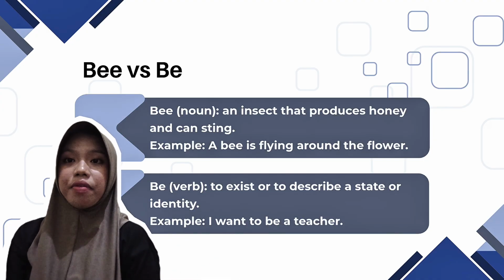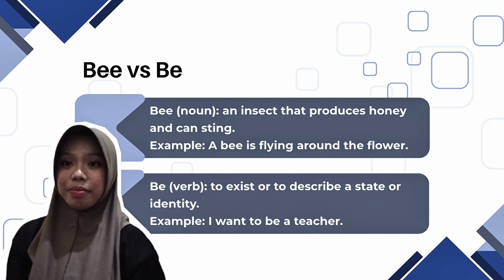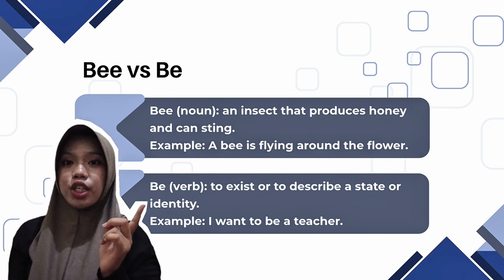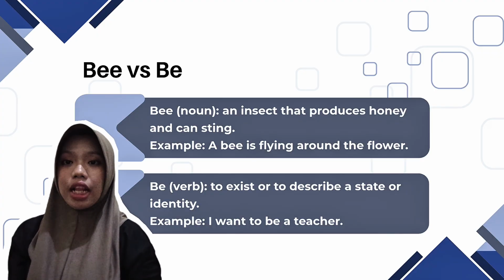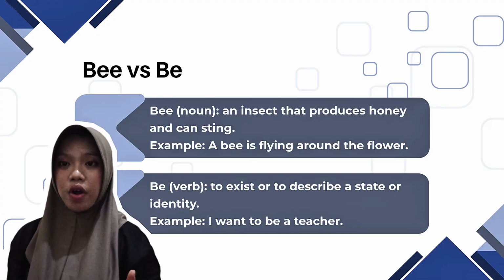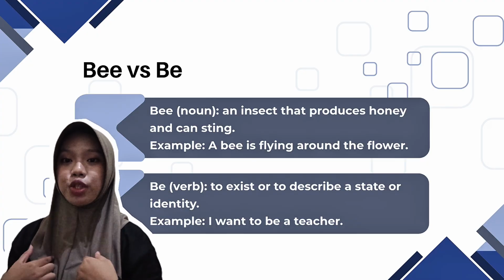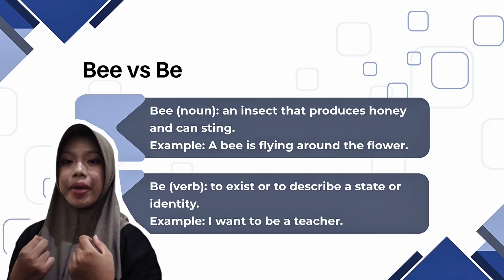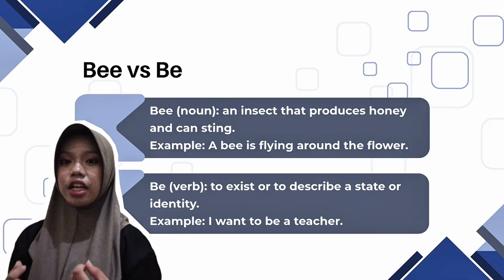Okay, our first example is bee and be. Bee is an insect that produces honey. For example, a bee is flying around the flower. Meanwhile, be is a verb. For example, I want to be a teacher in the future. I want to be a police officer in the future.